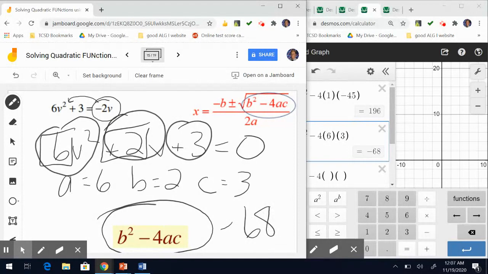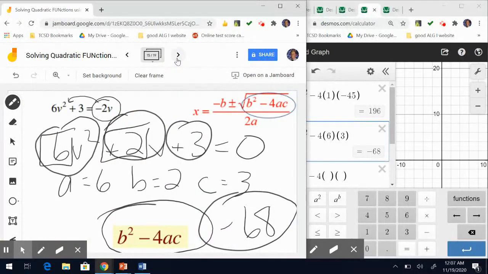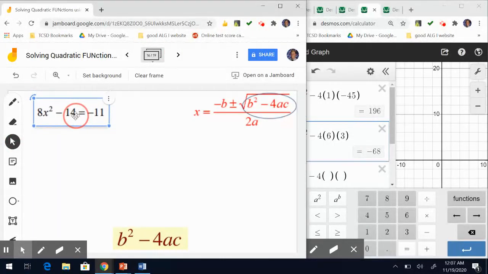What happens if it's negative? If you don't remember, I'm going to go back 2 slides and show you. If it's less than 0, I get no solutions. That means it doesn't touch the x-axis. So we know that this is no solutions. All right? Here, I think this was our crazy answer with that 193, radical 193.